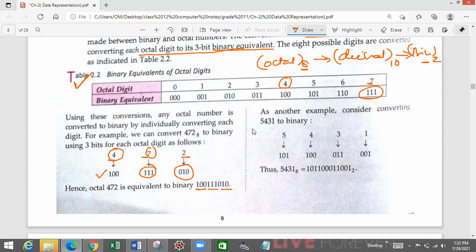Suppose my number is 5431. Then I will write down the binary equivalent of this 5 in octal. This example is in octal, it's not in decimal. So for 5 in octal, the binary number is 101, because the table is given here. 4 is 100, 3 is 011, 1 is 001. So just combine all these numbers and convert it in one single step.